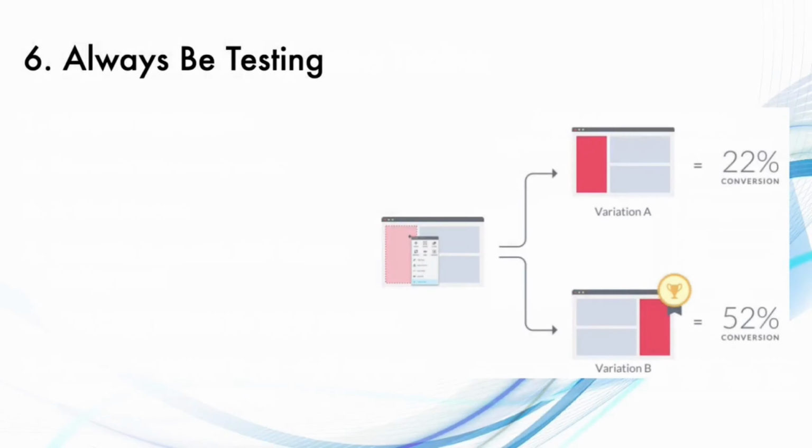The sixth element of a great email capture is A/B testing. Show a different audience a different variation of the website, be it layout or a heading or a call to action or a copy. You show a different kind of website to a different audience. For instance, in the image you see that in variation A, the sidebar is to the left, in variation B, the sidebar is to the right, and the conversion rates are 22 and 52%.